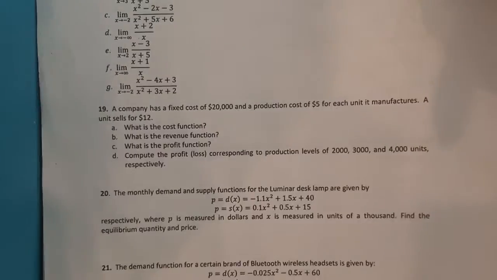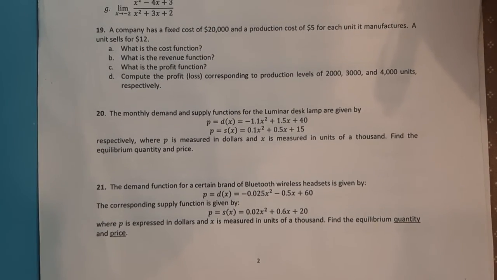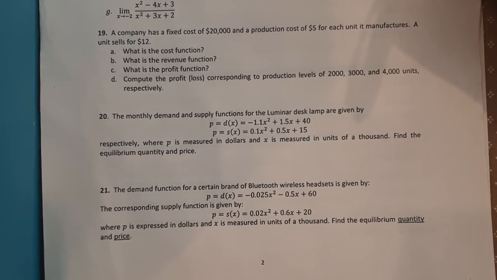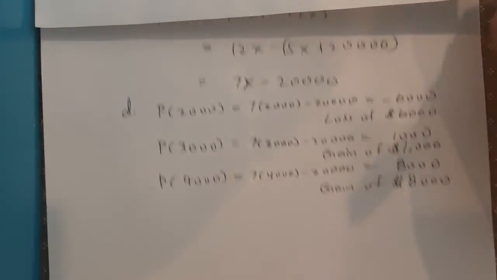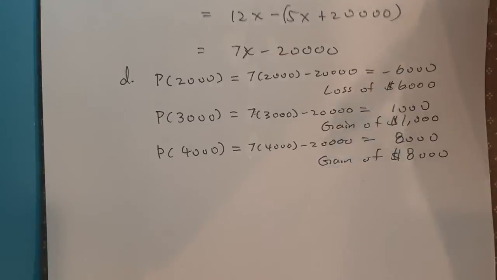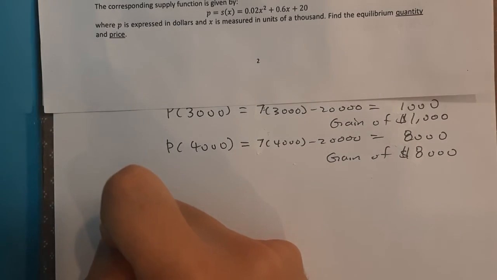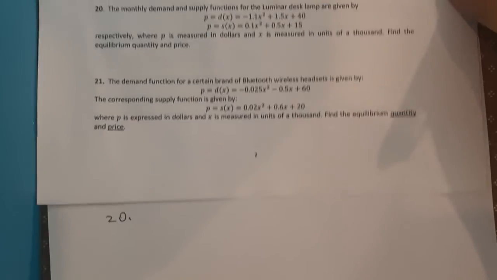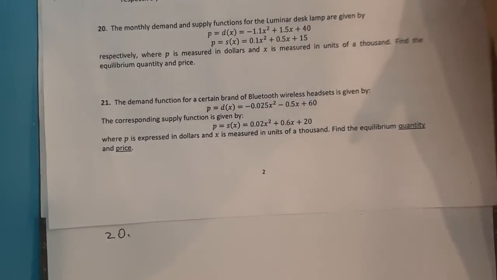So coming back here, we have number 20. The monthly demand and supply functions for the luminar dust lamp are given. So you have those, and find the equilibrium quantity and price. So number 20, here we just set the equations equal to each other. So you have those equations. We'll just set them equal to each other.